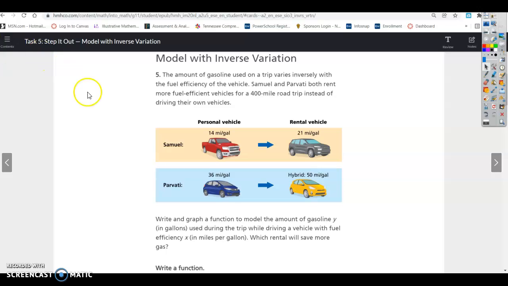All right, so let's call Samuel Sam and Parvati Par. Sam has a personal vehicle that gets 14 miles per gallon. Par has a vehicle that gets 36 miles per gallon. If Sam rents a vehicle, he's going to get 21 miles per gallon, and Par will get 50 miles per gallon with a hybrid rental.